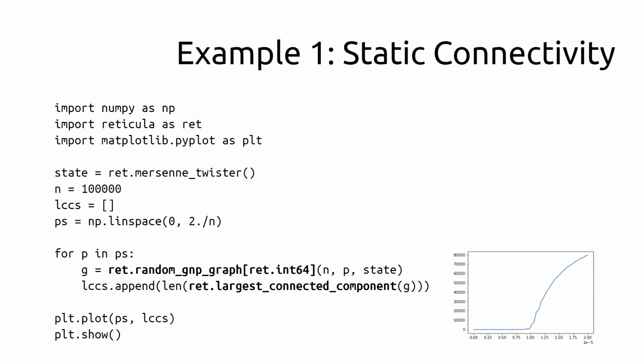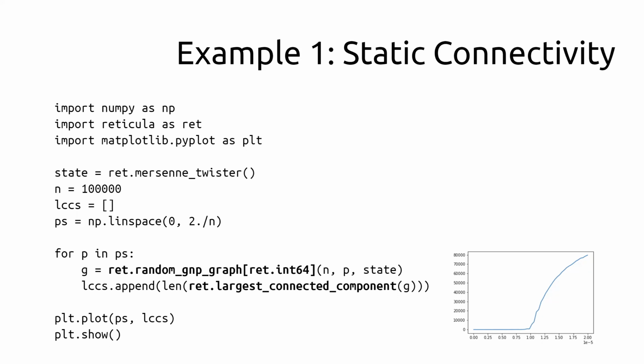Here's another example. This is the emergence of the giant component in networks, a very classic example. You can see we're generating, for each value of p for this G(n,p) network, from 0 to some value like 2 divided by n, a random network with that p and n of 100,000, and then calculating the largest component size. It will give you the phase transition, the emergence of the giant component.